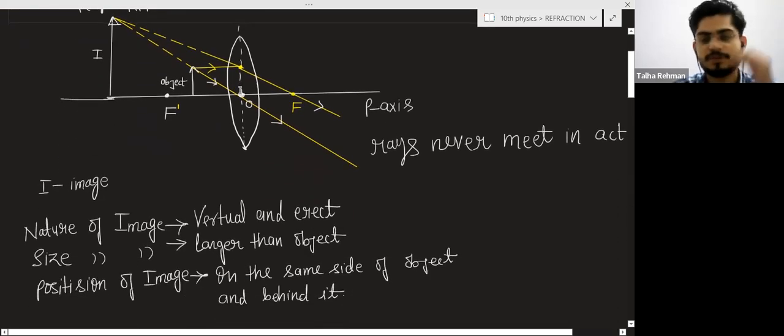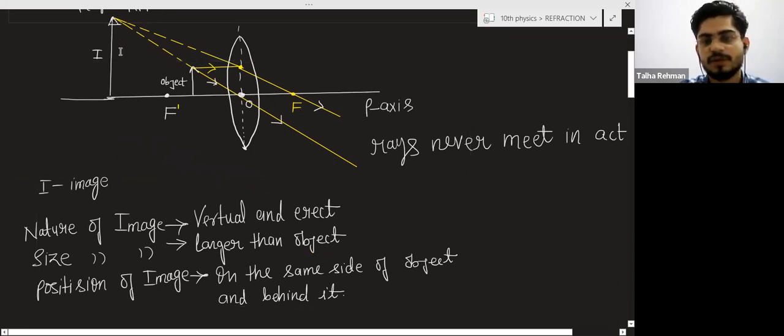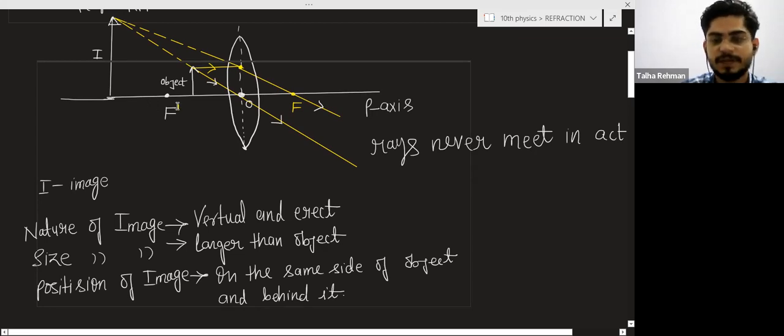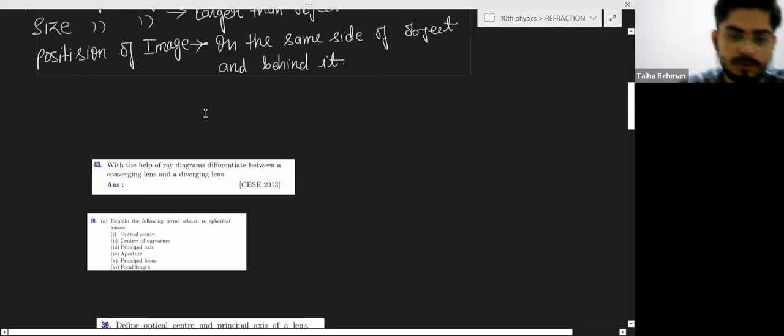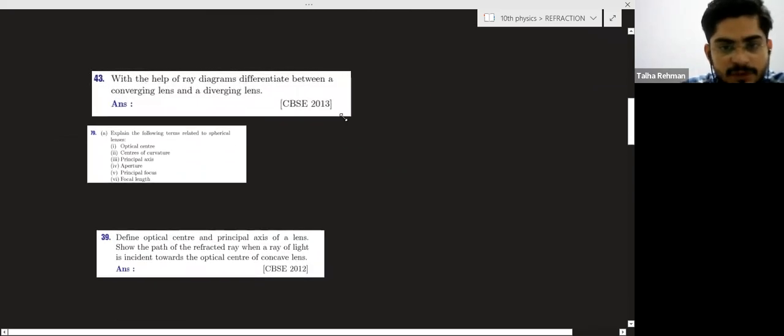So we have seen that the image is larger than the object, and the image is virtual and erect, because the rays are not actually meeting, and the image is forming on the same side of the object. Okay, and this was the assignment. So let's check it out.